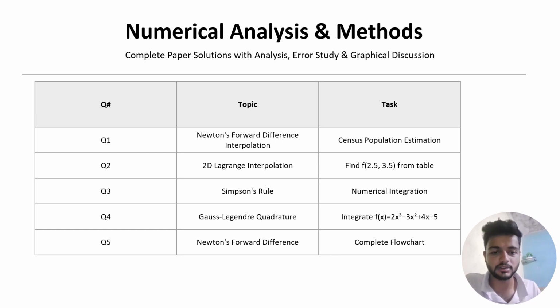Question number 1 is Newton's forward difference interpolation, in which we have to find the population at a particular given year. Question number 2 is 2D Lagrange interpolation. We have to find this point from the table. In question number 3, we have to do numerical integration using Simpson's rule. In question number 4, we use the Gauss-Legendre quadrature formula to integrate this function. In question number 5, we use Newton's forward difference to complete the flow chart.